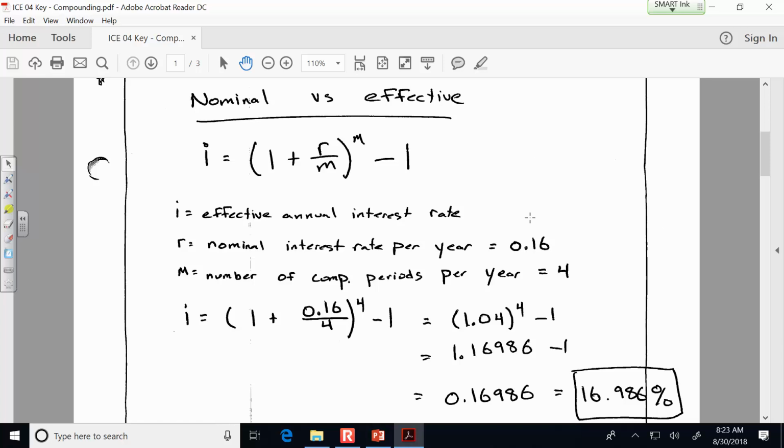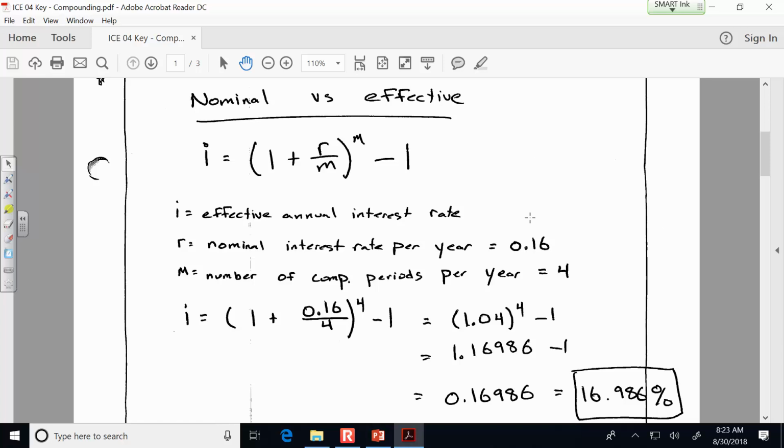And so 1.16986, minus 1. The reason we're doing the minus 1 is to subtract out the principal, because we just want to know the interest rate in the end. And so it turns out to be 16.986% on an effective basis. So the effective interest would be slightly higher than the nominal interest rate would suggest.